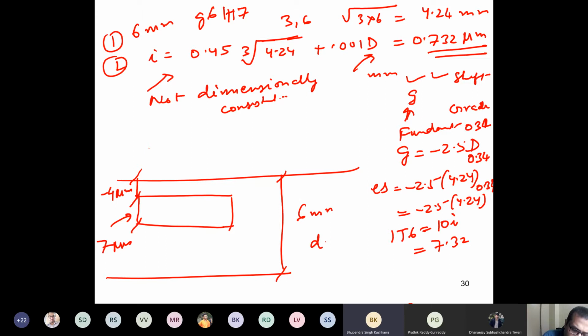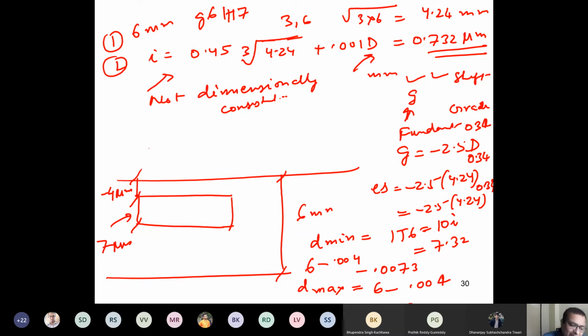So what is D min? D min is what? 6 minus 4 minus 7. Actually, let me just put the right thing here: 6 minus 0.004 minus 0.0073. So this will be the minimum diameter. What will be the maximum diameter? D max will be 6 minus 0.004. This is the shaft diameter.